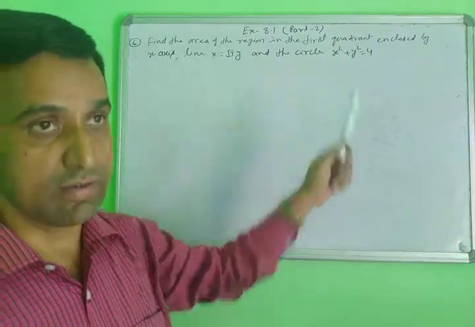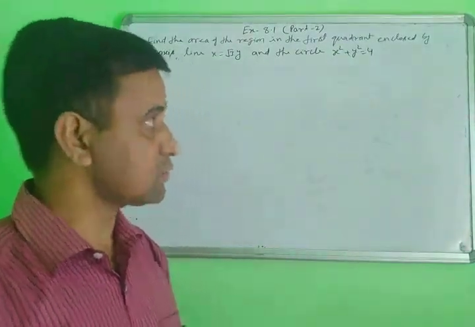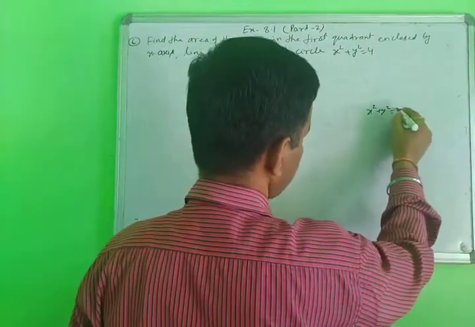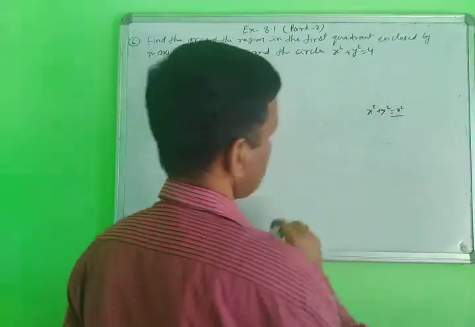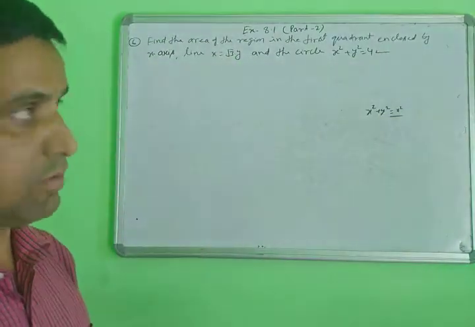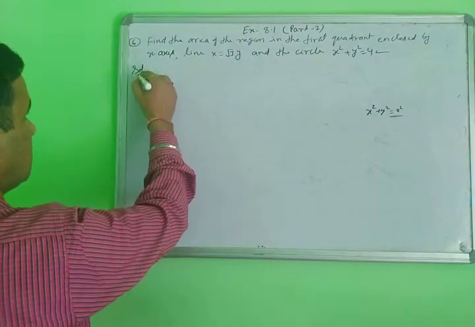We are given this circle here. This is the equation of the circle: x square plus y square equal to a square. So this is the equation of the circle, already given here in the form of the curve. Yes, note down that first thing.